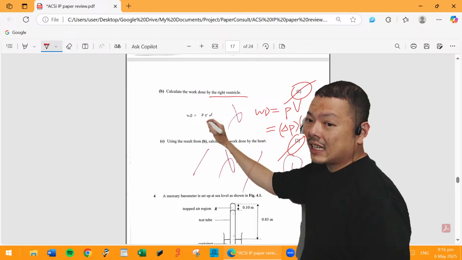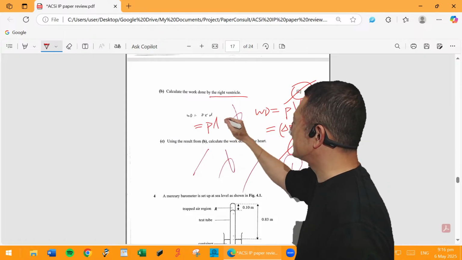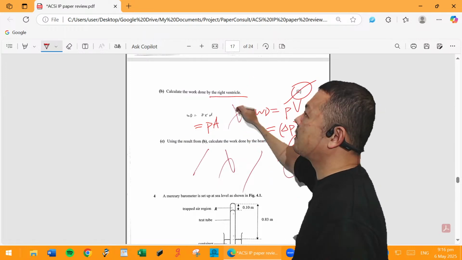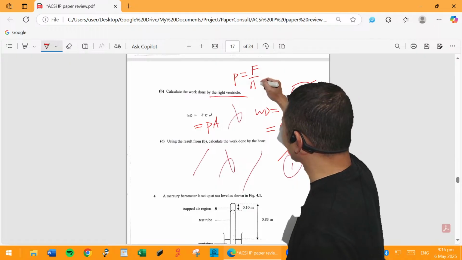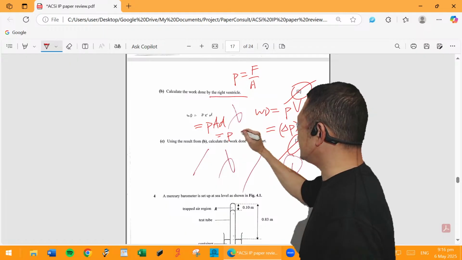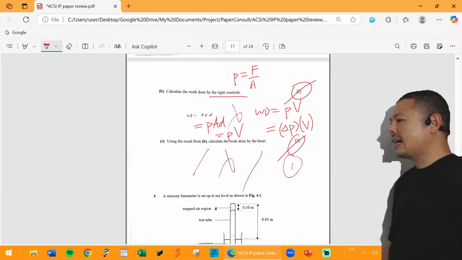Work done is force times distance, right? Force is pressure times area. Pressure equals to force over area, so force is equals to pressure times area. Times D, area times D is volume. Ta-da!